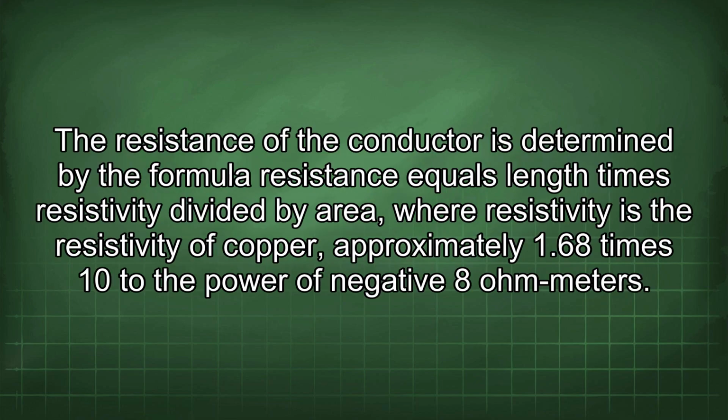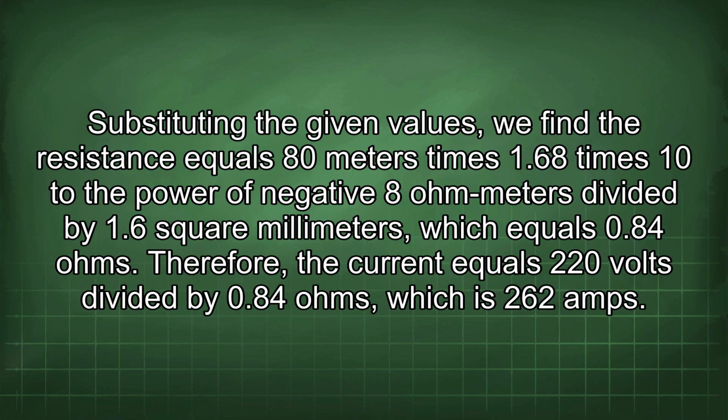The resistance of the conductor is determined by the formula resistance equals length times resistivity divided by area, where resistivity is the resistivity of copper, approximately 1.68 times 10 to the power of negative 8 ohm meters. Substituting the given values, we find the resistance equals 80 meters times 1.68 times 10 to the power of negative 8 ohm meters divided by 1.6 square millimeters, which equals 0.84 ohms. Therefore, the current equals 220 volts divided by 0.84 ohms, which is 262 amps.